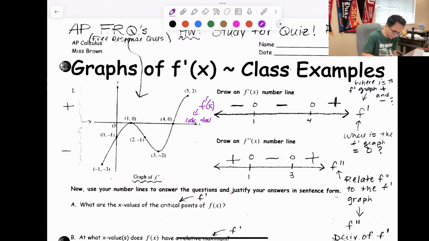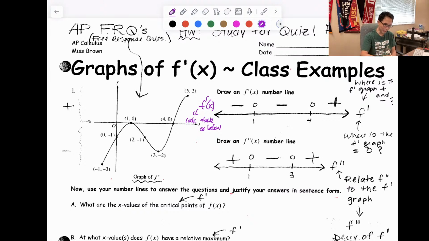You look for above or below. Now, I will tell you on the AP exam, they'll only give you the f prime of x graph. They don't ever ask you to analyze the f double prime of x graph. I'm not saying never, but it's probably 5% out of 100% that they will ask that way. Much more questions can be asked if I give you the f prime of x graph. So you draw a number line based on above or below the x-axis, because that means positive and negative. Does that make sense?